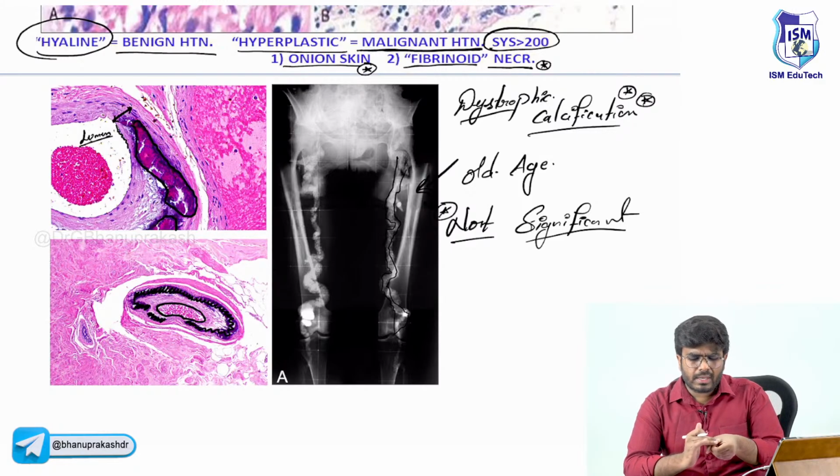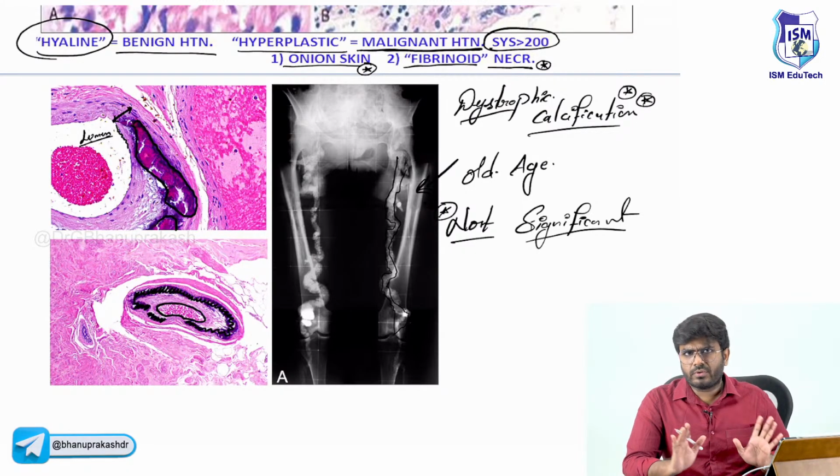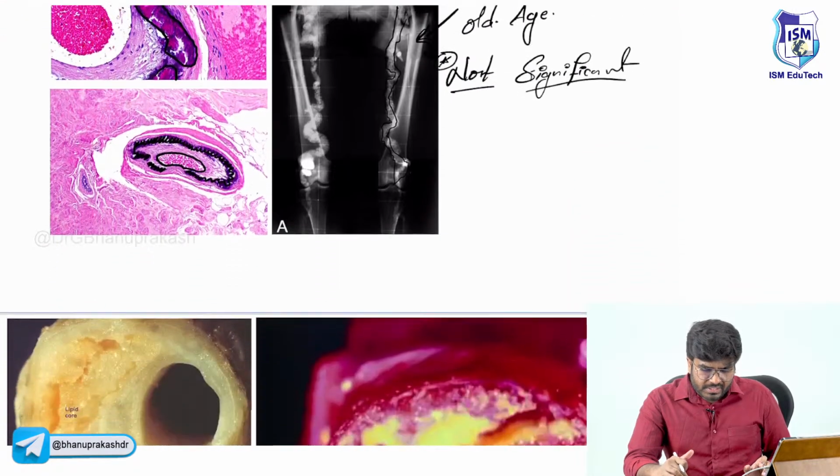Because the tunica intima is not involved, the lumen is not involved, so there won't be any occlusion. There won't be any thrombus formation. Okay, simple. So this is done.